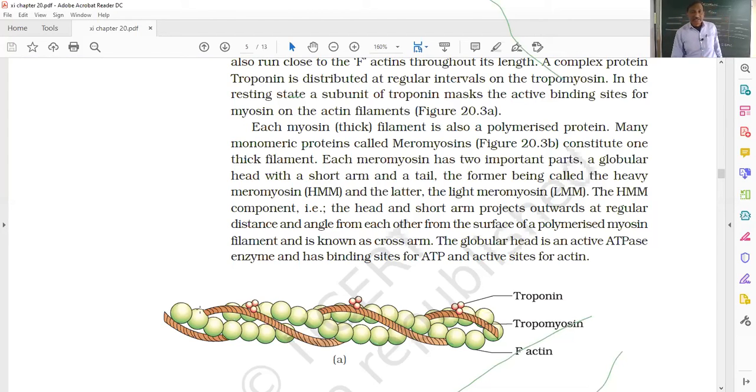Okay, now you can see here the pink flowery structure. These are called troponin. Now what is troponin? Troponin are the sites where actin will bind to myosin. Troponin are the site where actin binds to myosin.